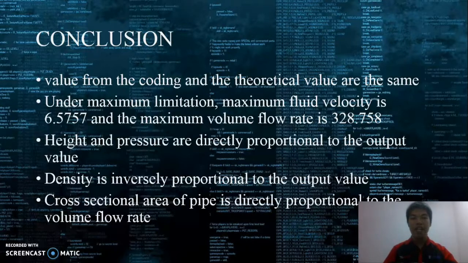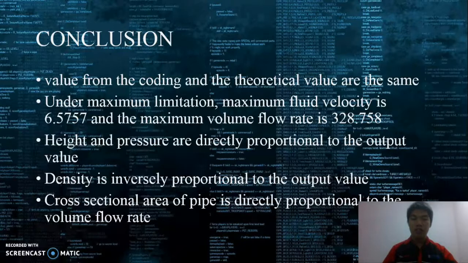So the height and the pressure are directly proportional to the output value. That means if we increase the height or the pressure, it will increase the output value also. But the density will be inversely proportional to the output value. So if density increases, the output value will decrease.